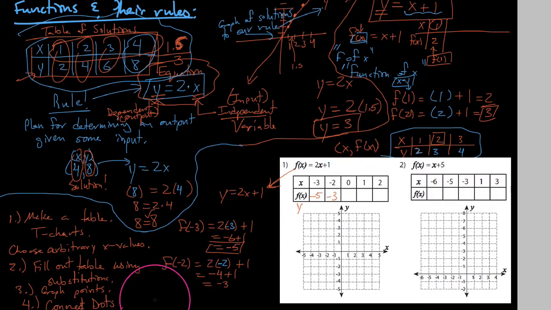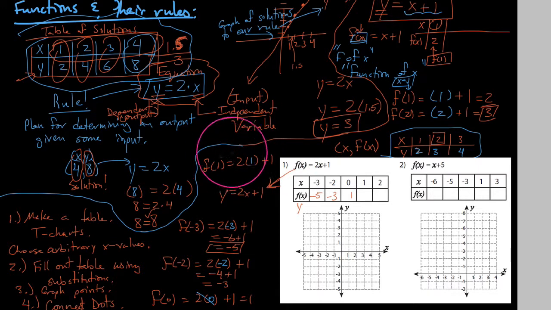When we plug in 0, I love plugging in 0 because everywhere I see an x, I put a 0 there, it just drops out. And so I get, in this case, 1. When I plug in 1, let's go find f of 1. f of 1 means 2 times input plus 1, where our input is 1. So I would get 2 plus 1, which is 3.